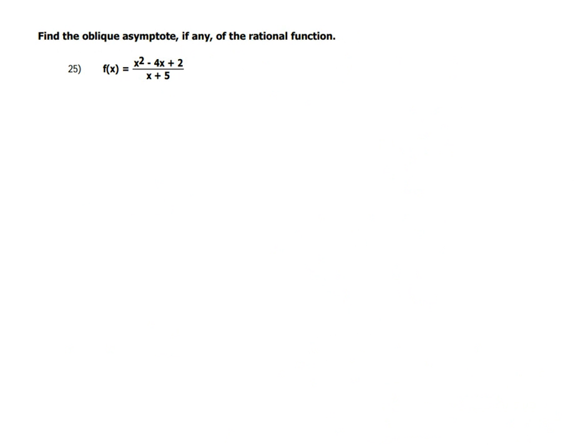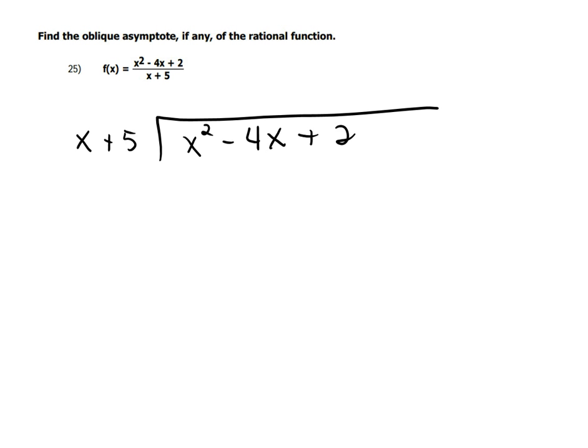So 25 asks for the oblique ones, and in order to do this, you need to do either long division or synthetic division. And I'm just going to do another example of long division just so you can see what I'm doing. I'm going to take the denominator of x plus 5 and divide it into the numerator. You start with the x and divide it into the x squared. X goes into x squared x times.